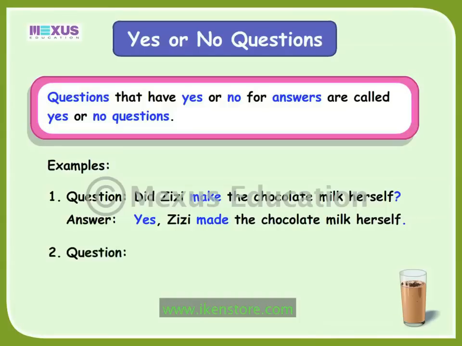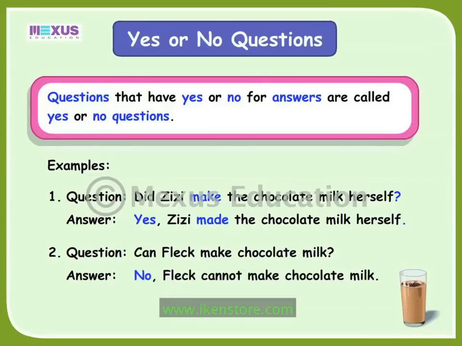Another question could be, can Fleck make chocolate milk? This question can be answered by adding the word no at the beginning and replacing the question mark with a full stop. So, the answer is no. Fleck cannot make chocolate milk. The form of the verb make remains the same in this case.